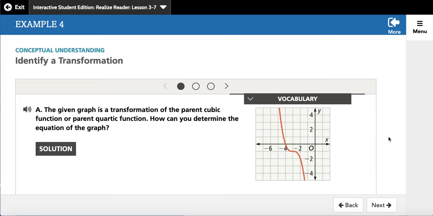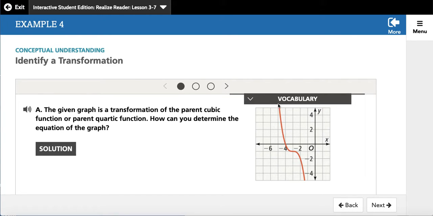Okay, Algebra 2 students, here's a video for example 4 for section 3.7. We're going to identify a transformation. So we're given this graph. The given graph is a transformation of the parent cubic function or a parent quartic function. How can you determine the equation of the graph?